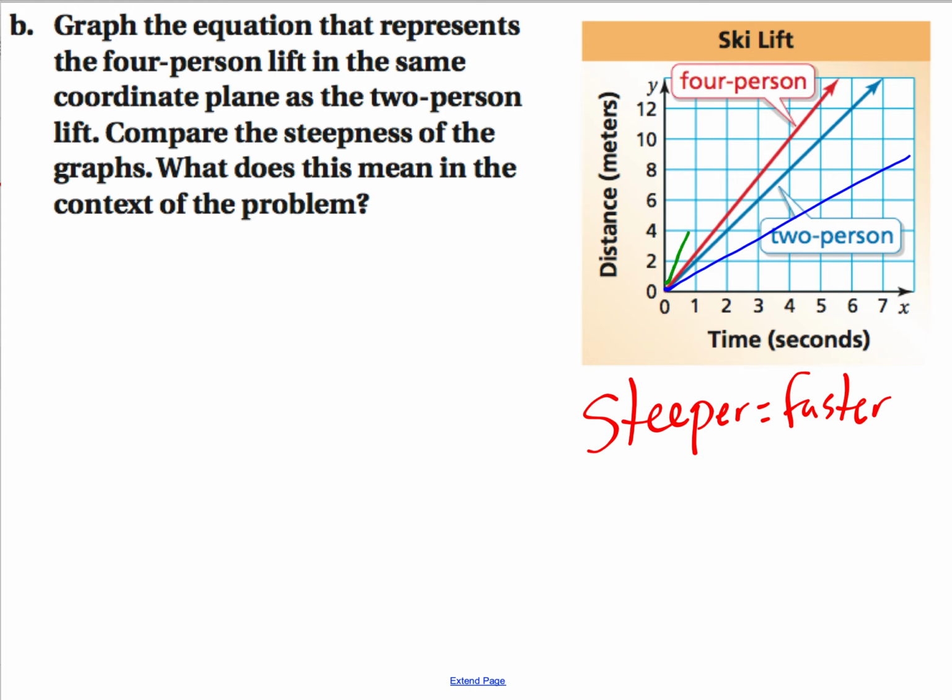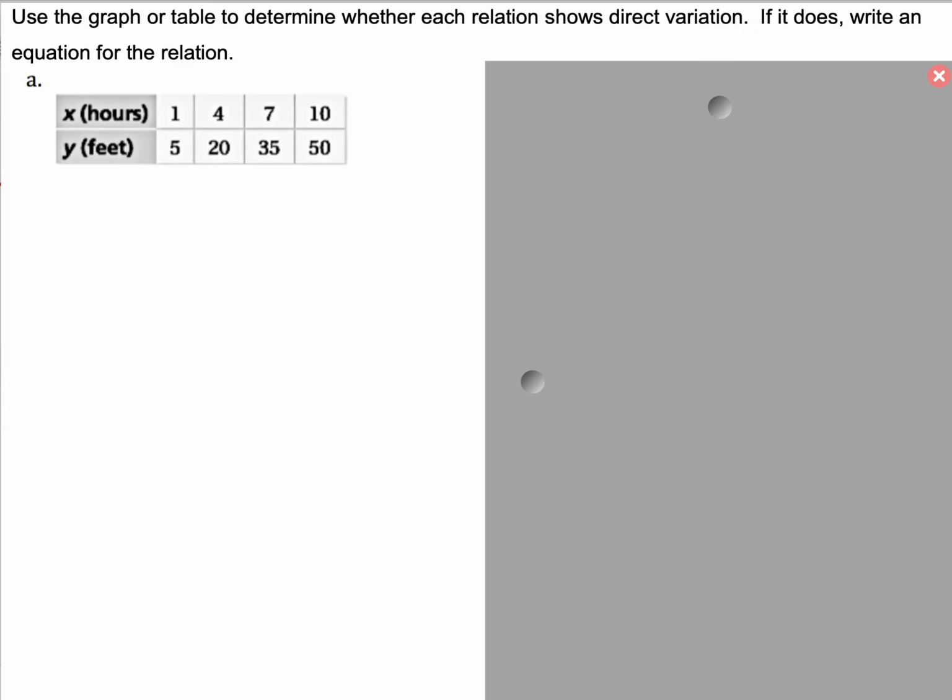If I had another one like this green one I just drew, that would have a speed greater than either of the others. Quite a bit greater, actually.